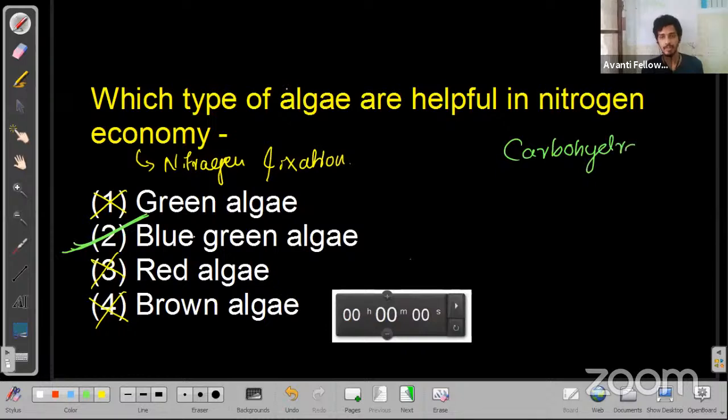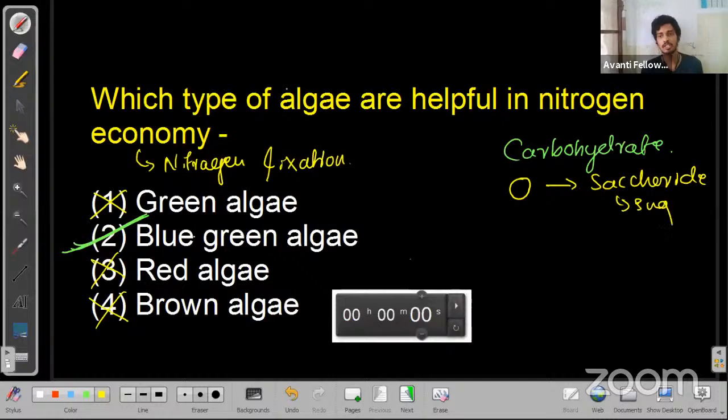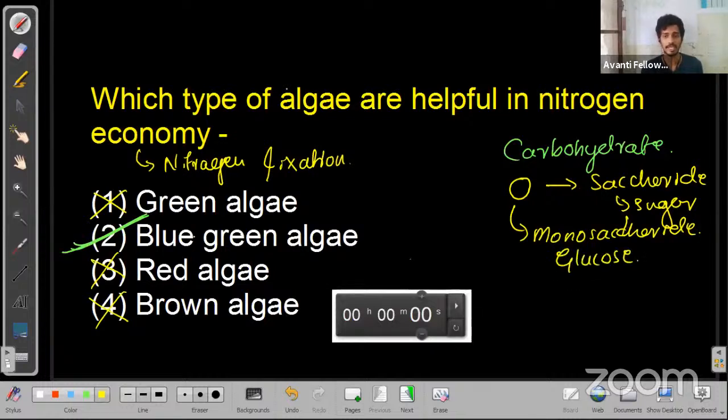Carbohydrate is made up of a certain kind of molecule. That particular molecule is called saccharide. Saccharide means it's a sugar, nothing else than sugar. Here, only one molecule is there. This is called monosaccharide. If you want an example, I can give glucose. Glucose is a monosaccharide.